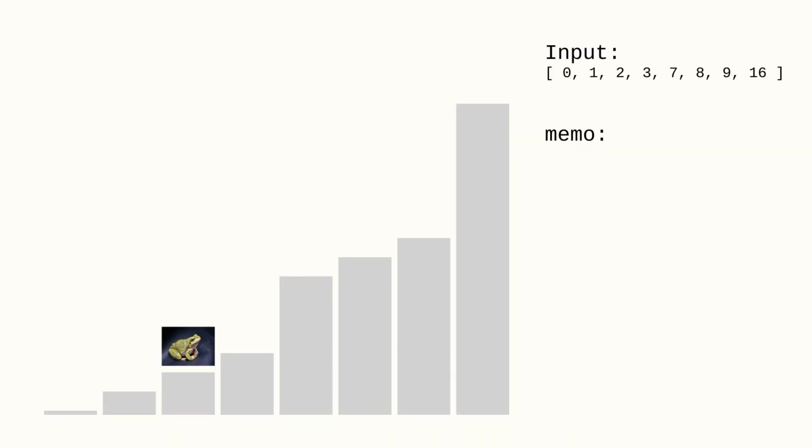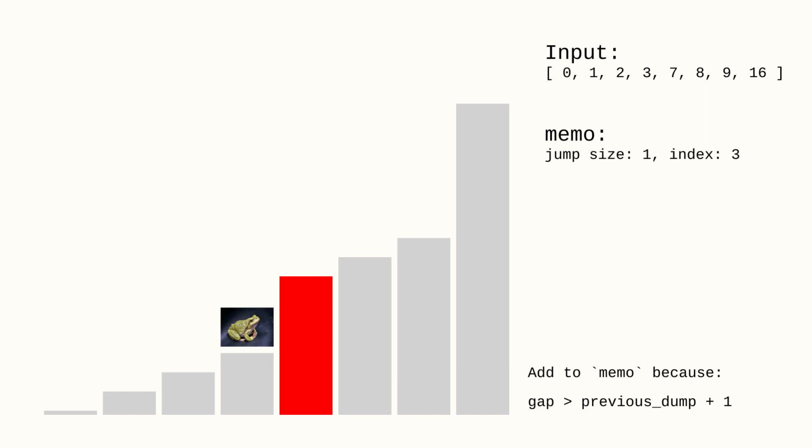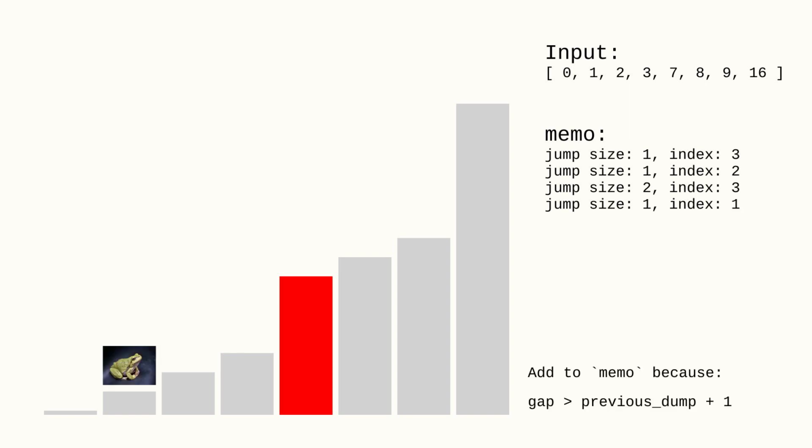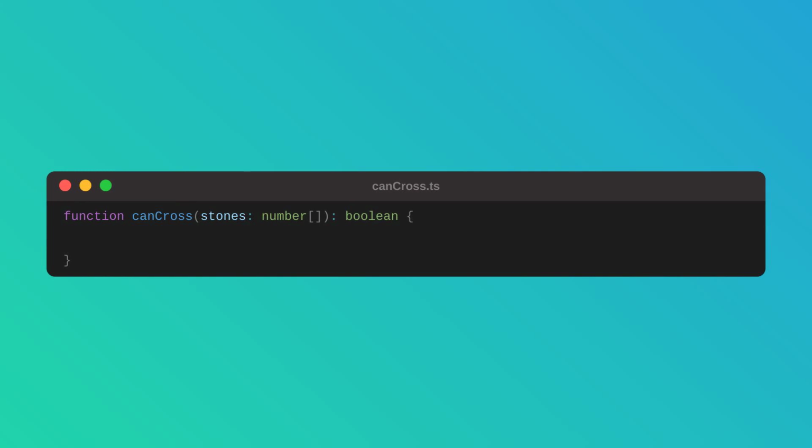The goal here is to determine if the frog can cross the river by landing on the last stone. The solution uses a step-by-step method, remembering past results, to check if the frog can hop across stones by trying different jump sizes and avoiding redoing the same jumps. At a glance, the function is named canCross, taking in an array of stones as its parameter.